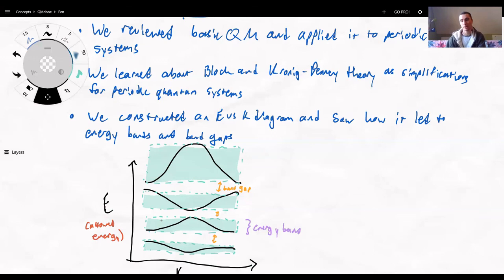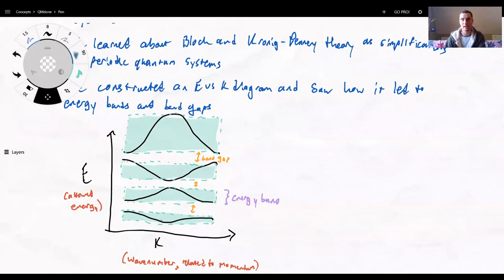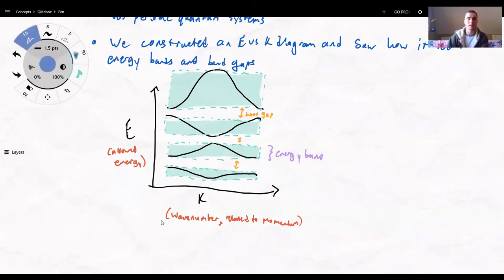And then using the Kronig-Penney model, we constructed an E versus K diagram and saw how it led to energy bands and band gaps. So now you should be able to look at an E versus K diagram and say, okay, so these are different energy bands that an electron is allowed to be in at different values of K. There are regions where the electron's allowed to be, so that's in here. And there are areas where the electron is not allowed to be. So that gives rise to our band structure that's going to give us all sorts of interesting properties about semiconductors.